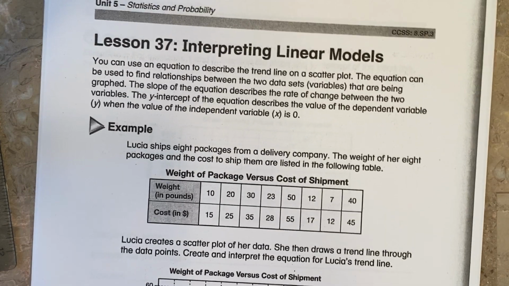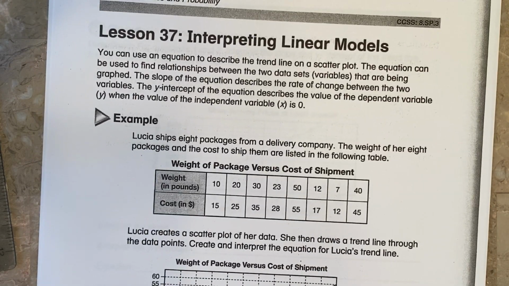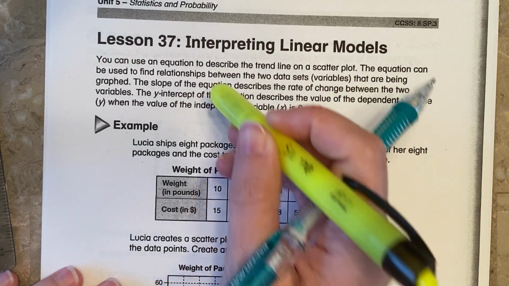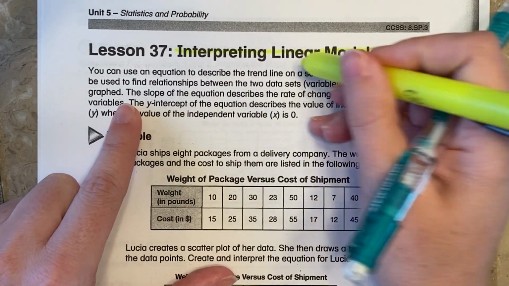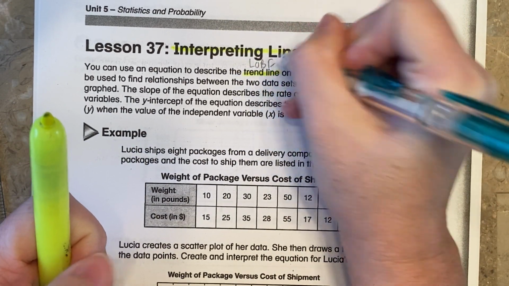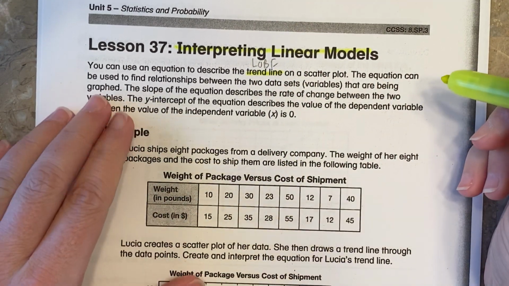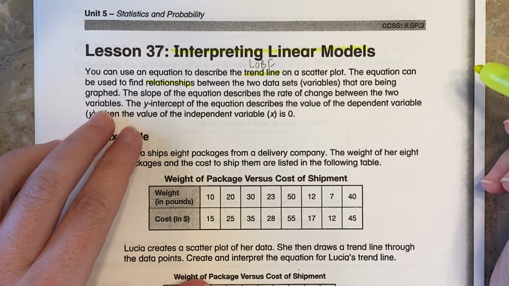So the last 2 pages brings in a little bit of what we did with our functions unit. You're going to see in a couple minutes, and then a little bit of what we're doing here. So the last part is called interpreting linear models. So you can use an equation to describe the trend line. Remember that also same thing as line of best fit on a scatter plot. The equation can be used to find relationships between the 2 data sets or variables that are being graphed.